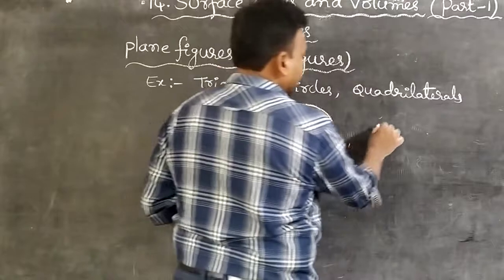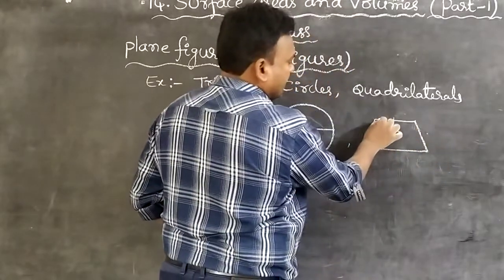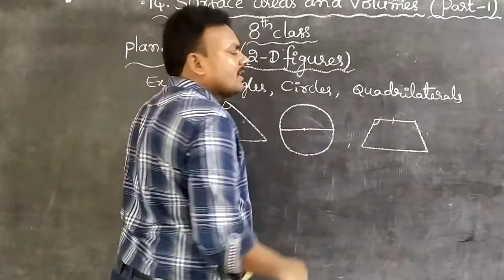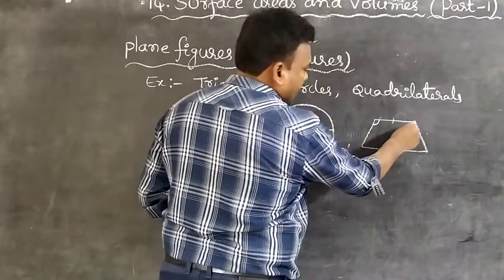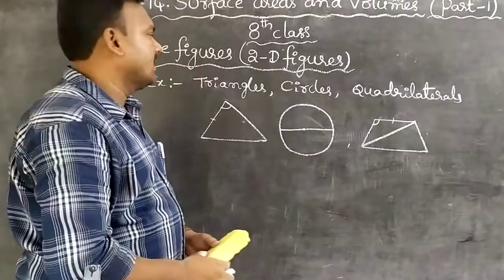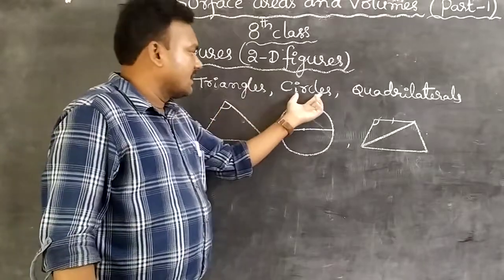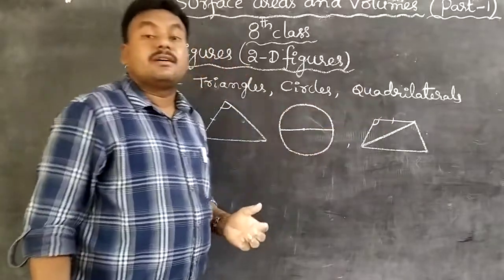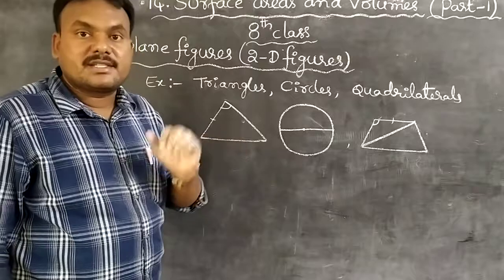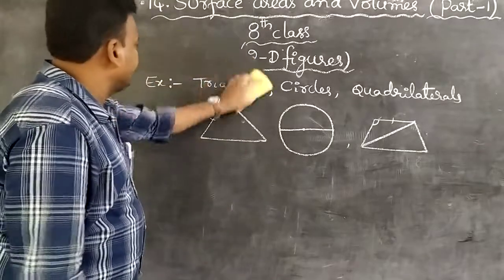Next, quadrilateral. I take one quadrilateral like this. Here also sides and also angles, or sides and also diagonals. Here two dimensions are there. That's why these are two-dimensional figures. So triangles, circles and quadrilaterals are two-dimensional figures. Okay, students, understood, I think. Right, go for the next one.